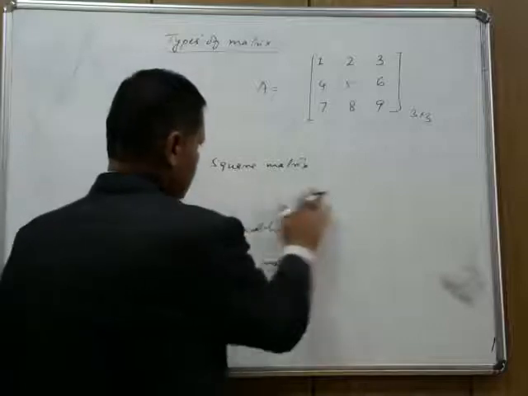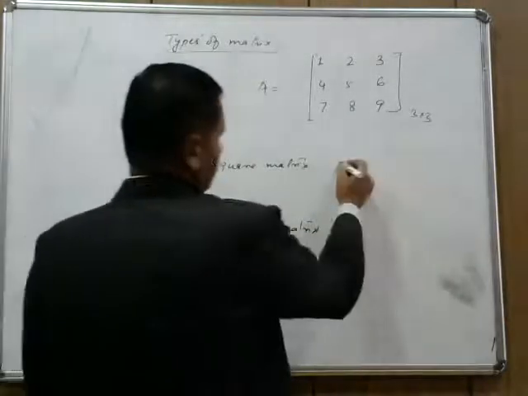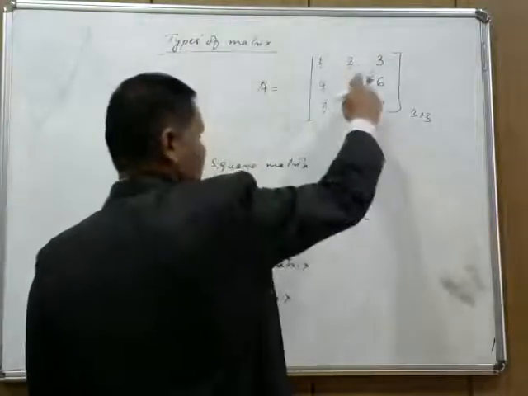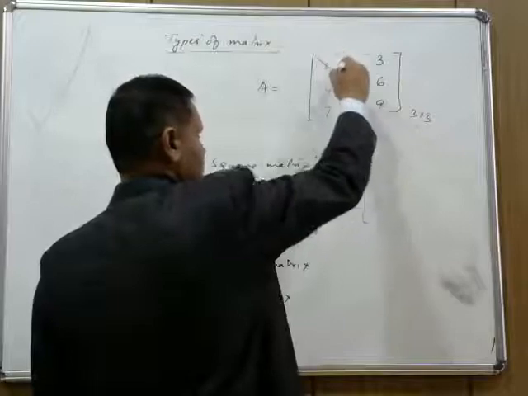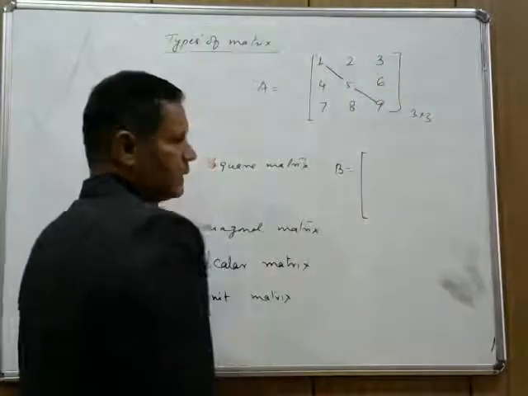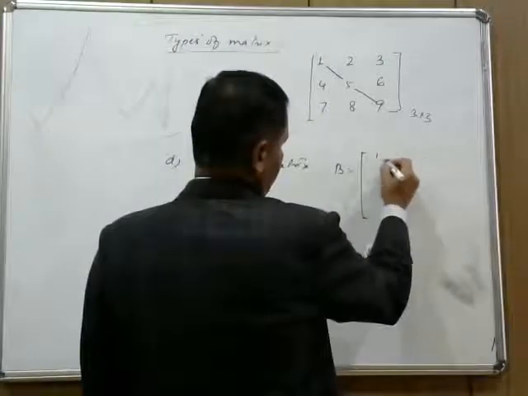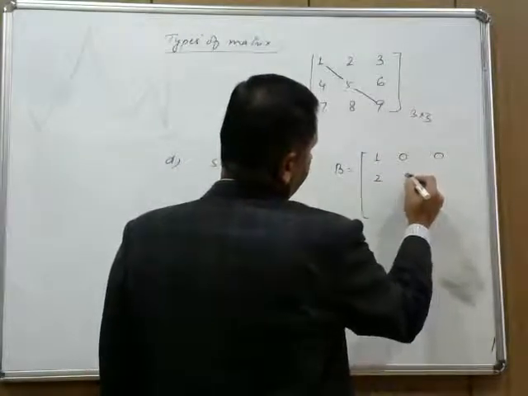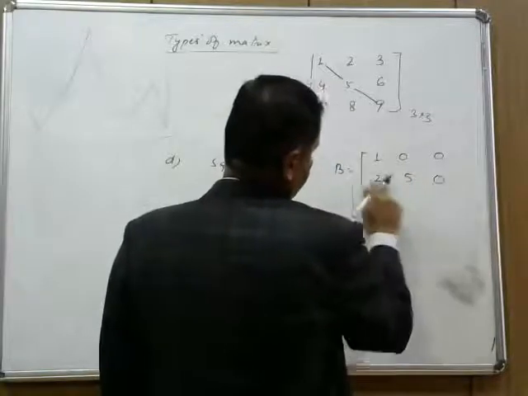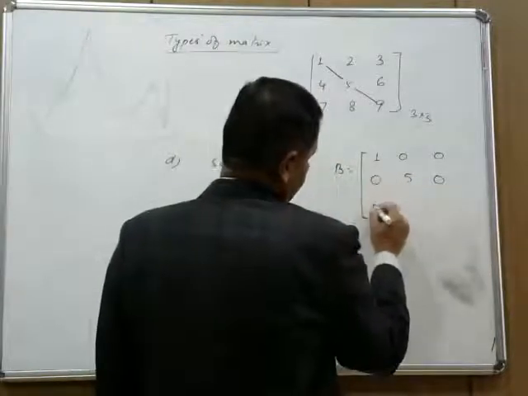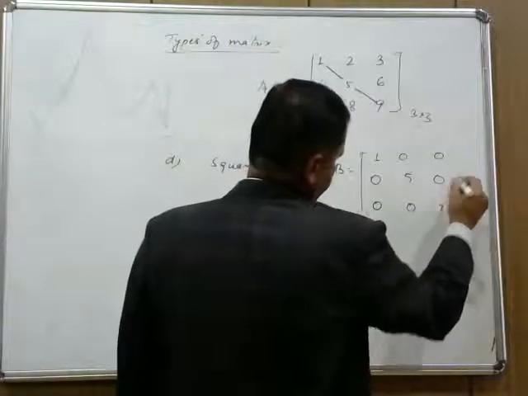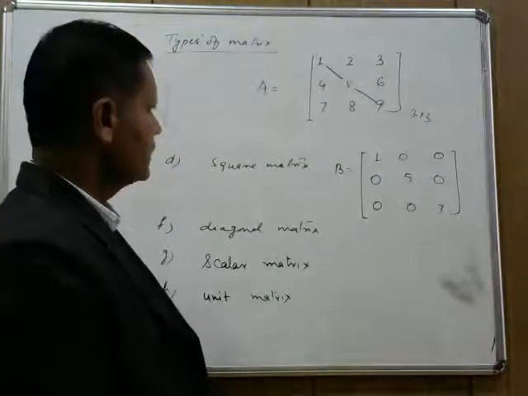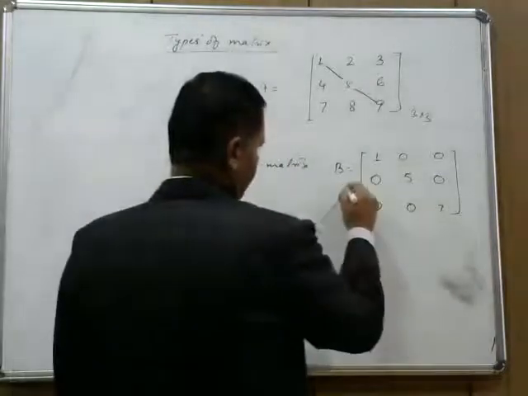Now I'll talk about the diagonal matrix. B, if I write the diagonal elements 1, 5, 9, these are known as the diagonal elements, right? It can have something, suppose 1, 0, 0, 2, 5, 0, again here 0, 0, 0, 7. It is a diagonal matrix, right? The example of a diagonal matrix.